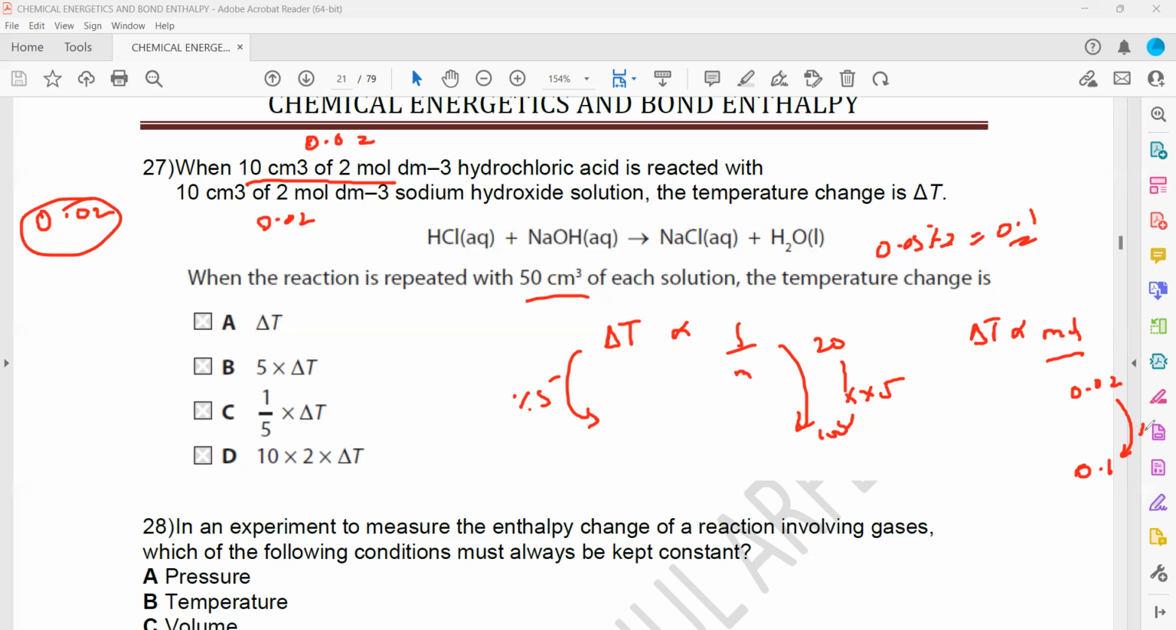If the number of moles is multiplied by 5, temperature change will also be multiplied by 5. So due to the change in the volume, the temperature change is divided by 5. Due to the change in the moles of the limiting reagent, it is multiplied by 5. So what is the overall change in the temperature? It won't change. So delta T will be the same temperature change as it was for the first reaction.